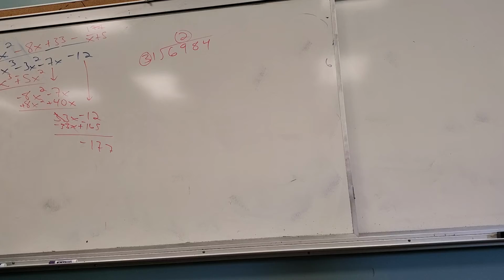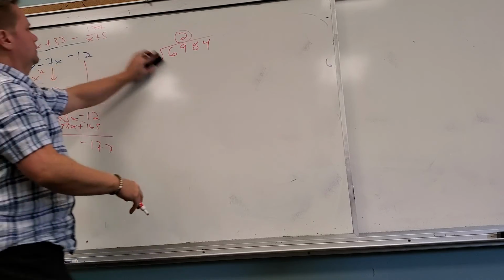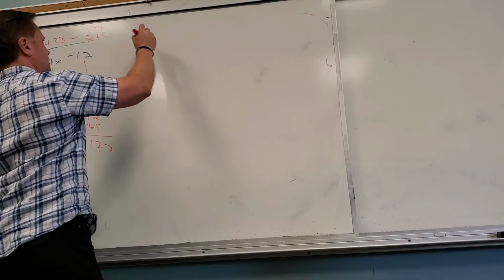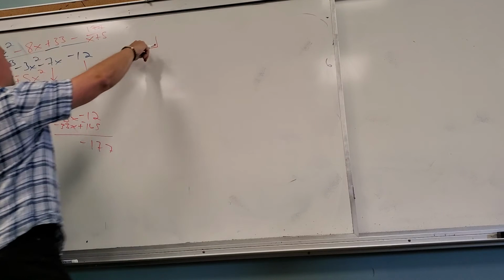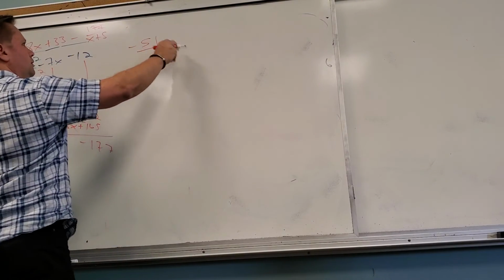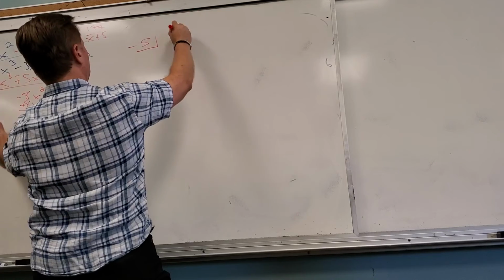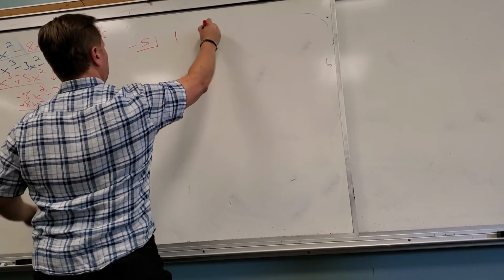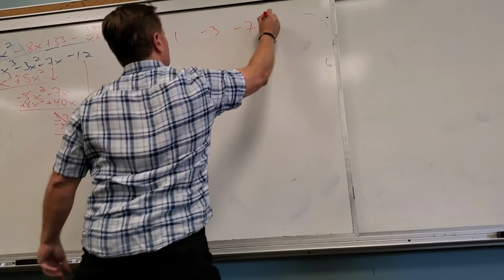So what does it look like in synthetic? Somebody told me there's a penalty box. What goes in the penalty box? Negative 5. Good. We switched the sign at the beginning instead of doing it every time. We change it at the beginning, and then I put 1, -3, -7, -12.